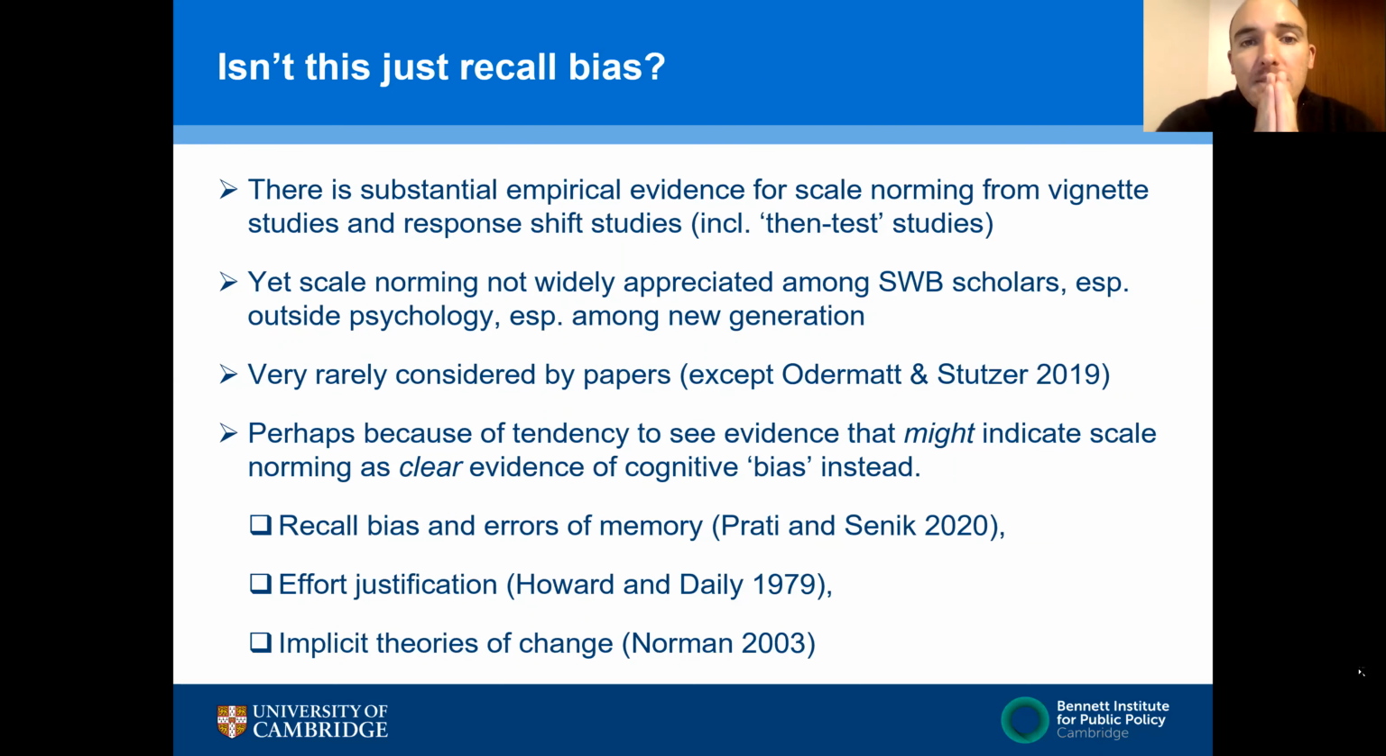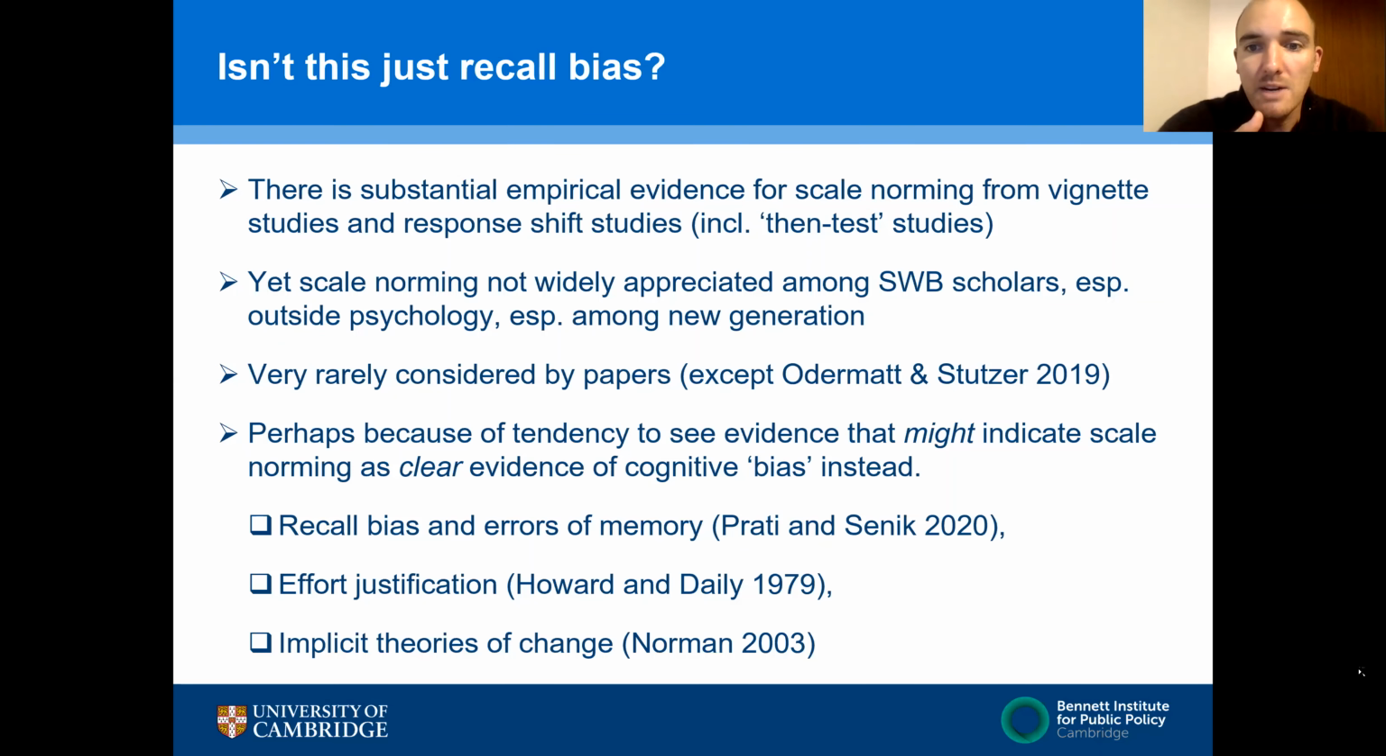Now, I think there's quite a lot of empirical evidence for scale norming that I'll get to from vignette studies and response shift studies. But scale norming doesn't seem to be particularly widely appreciated among subjective well-being scholars, especially outside psychology. The old guard of psychology, the early generation, like Richard Lucas and these kind of people, know about this literature and take it quite seriously. But the younger generation that's just coming through now, my impression is that they mostly think these measurement issues have been resolved. I worry about that because I don't think they've been resolved and we really need to look into them more. It's very rarely considered by papers whether the estimates that they get from their regressions, for example, are biased by scale norming.